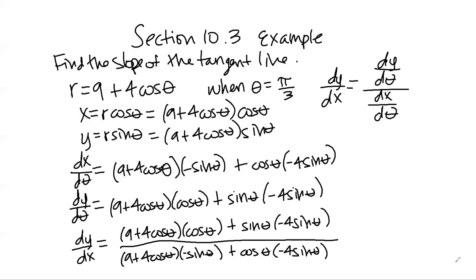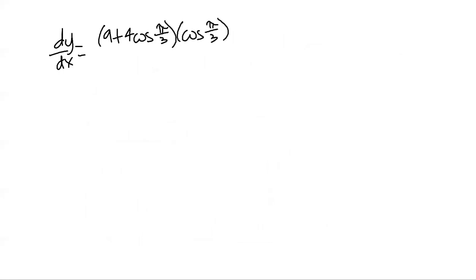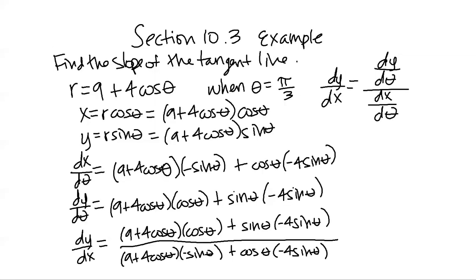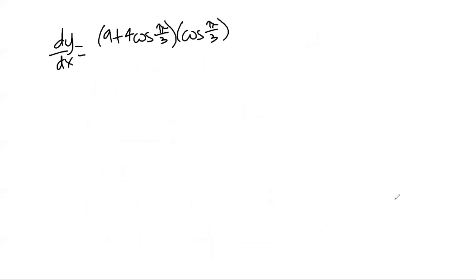So I'm going to go to a new screen. So we have 9 plus 4 cosine theta, dy dx. 9 plus 4 cosine pi over 3 times cosine pi over 3. Bear with me, I have to go back and forth. Plus sine times negative 4 sine. Oops, I keep pressing the button on the pen, I apologize.